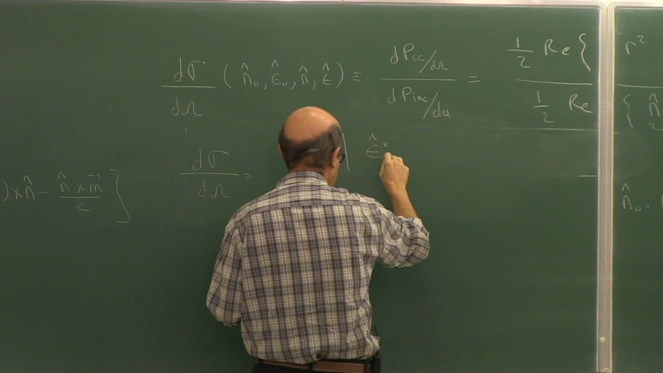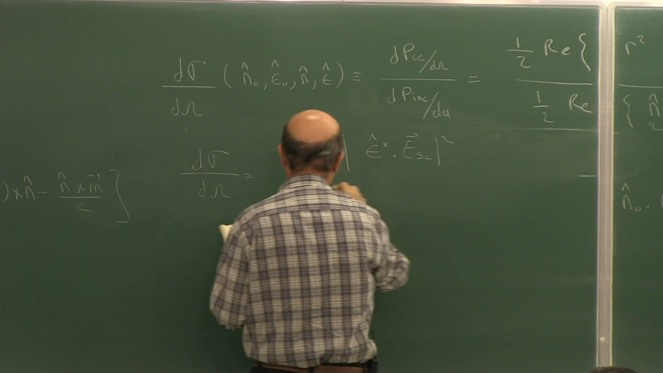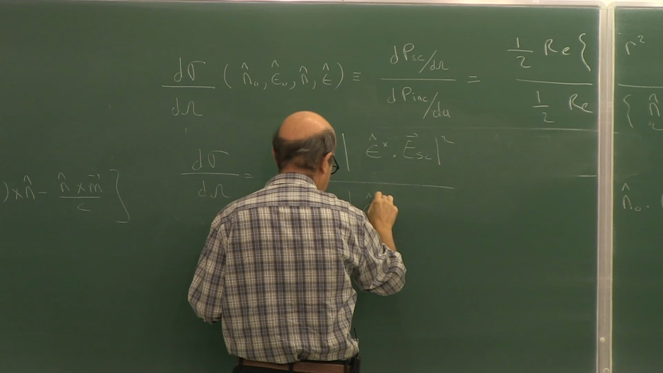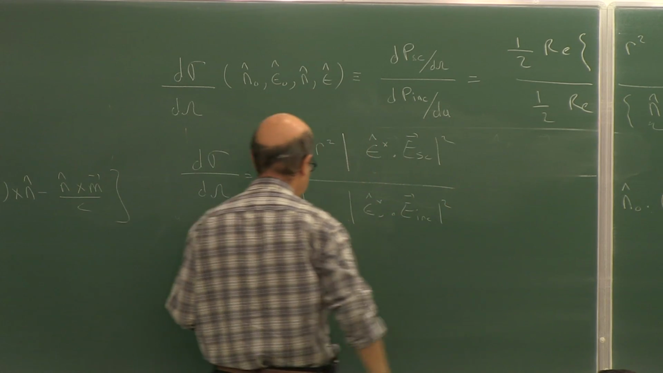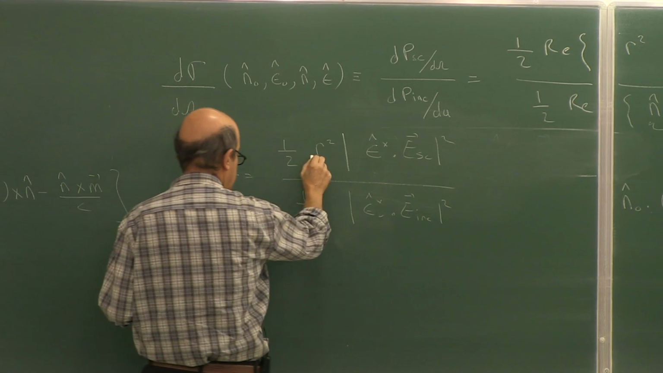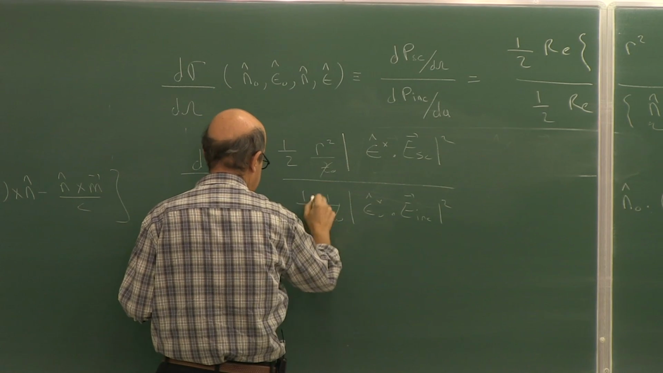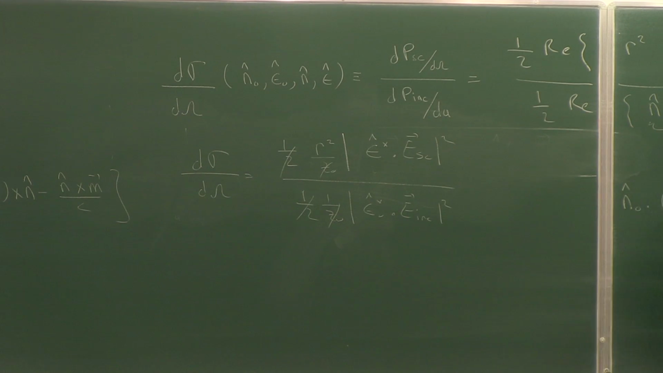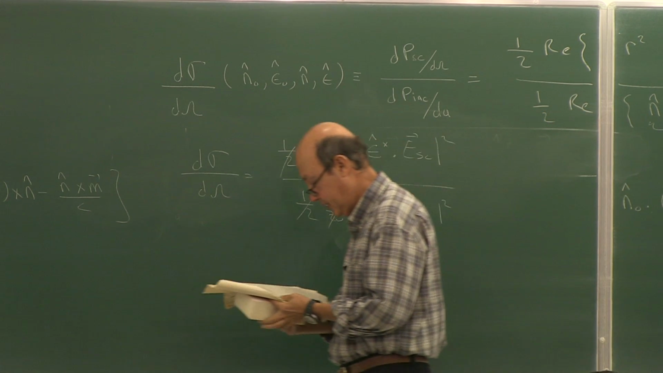Epsilon complex conjugate dot scattered field divided by 1/2 epsilon 0 complex conjugate dot E incident square, and that should be divided by impedance. So they all cancel. As you see, the scattering cross-section per solid angle is related to the scattered field, that product with the polarization after the scattering.